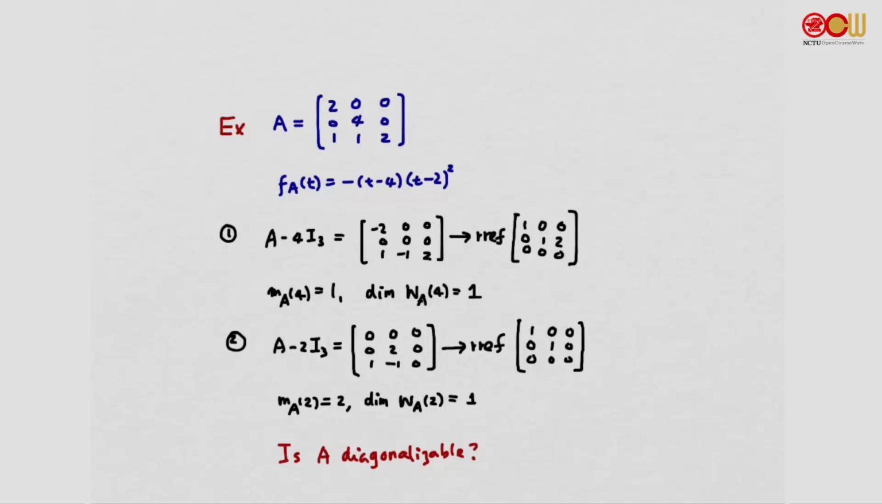To answer this question, let's look at one example that we had earlier. A is this matrix, and we know the characteristic polynomial of A is given by this polynomial. And we have found that for lambda equal to 4, the multiplicity is equal to 1, and the dimension of the eigenspace is equal to 1. And for lambda equal to 2, the multiplicity is equal to 2, and the dimension of the eigenspace is equal to 1.